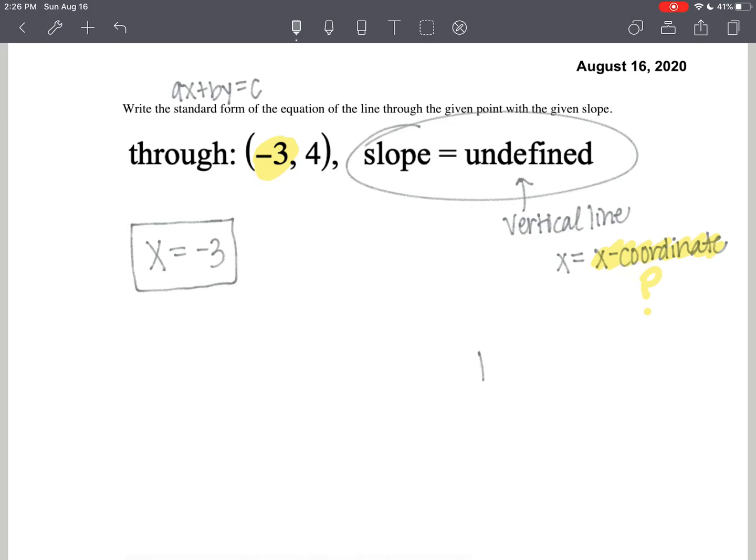When you have a horizontal line, and a horizontal line occurs when you have a slope equal to 0, the equation for it is y equals the y coordinate. And this happens when your slope is 0.